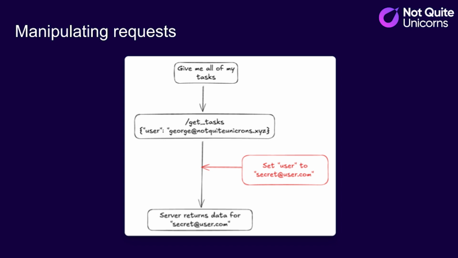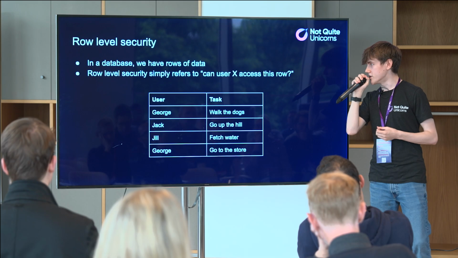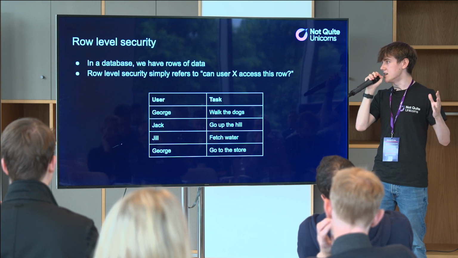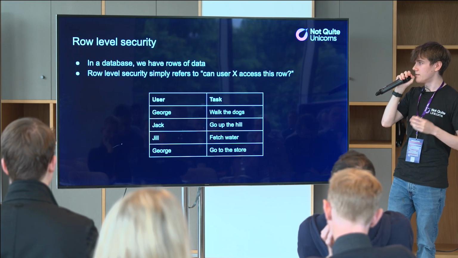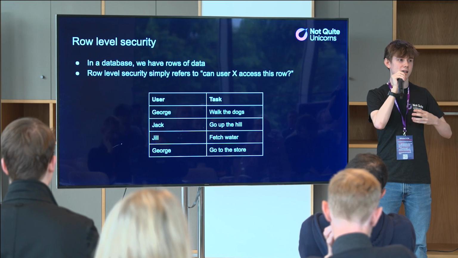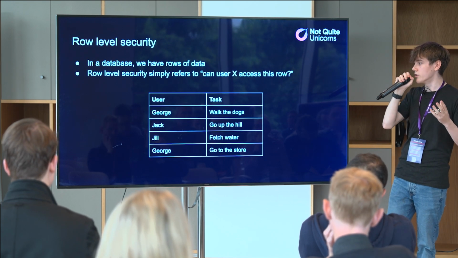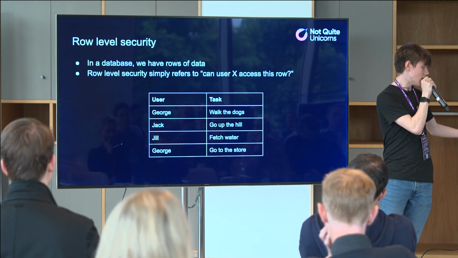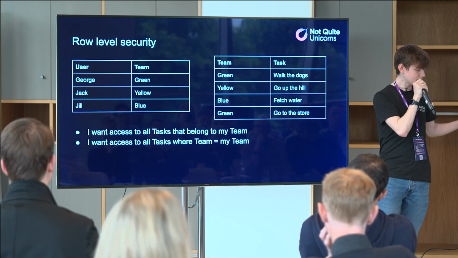So to combat this, we need something called row-level security. It sounds complex, it's really not. In any app, we have a database which has rows of data. And row-level security simply refers to: can I, as user X, access this row? So for example, here is a simple data table. I'm George, I want to only be able to access my data. I shouldn't be able to see Jack and Jill's at all. So to do that, we add a security rule.